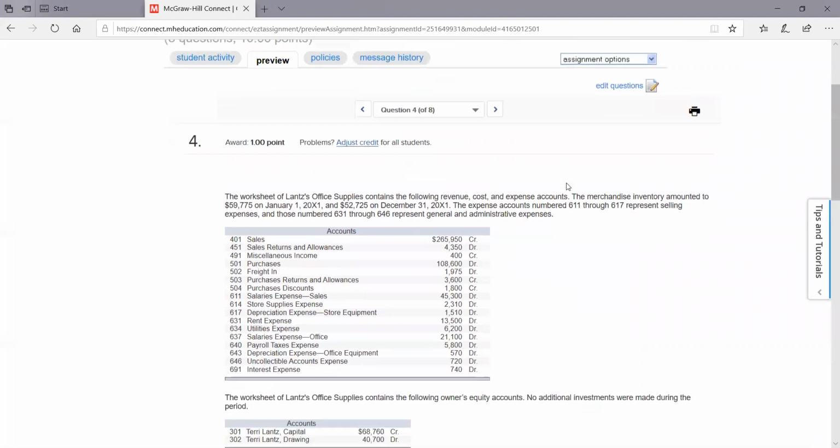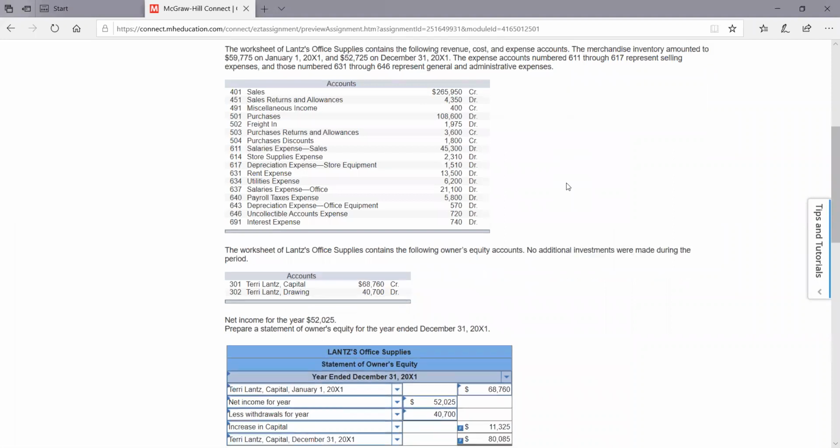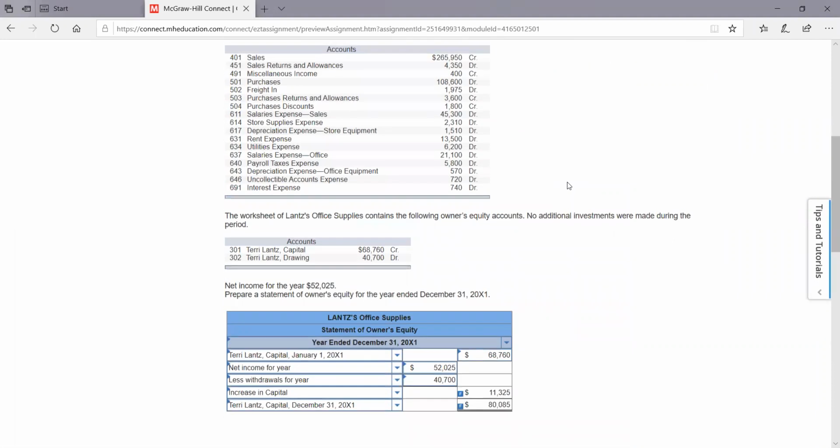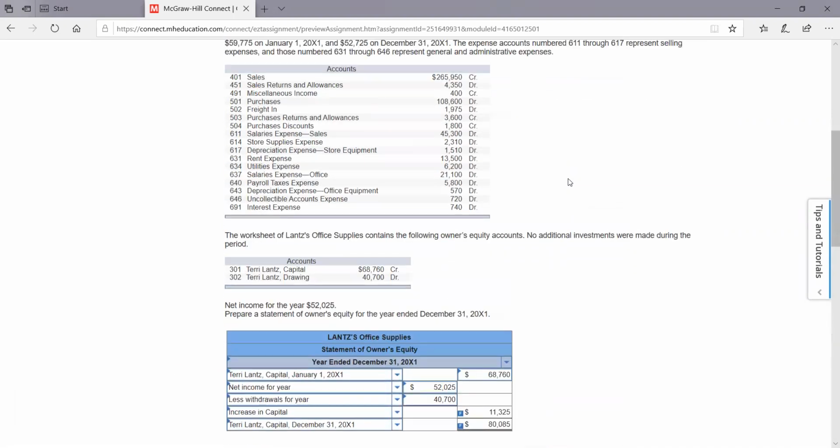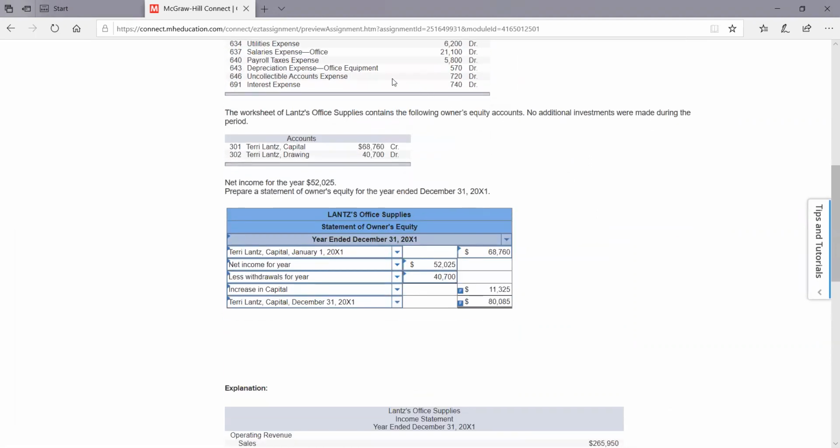All right, let's check this one out. This is number 4. And on this one, they want you to do your equity statement. I believe this one's just your equity statement. And on this one, remember, your equity statement really hasn't changed all semester.